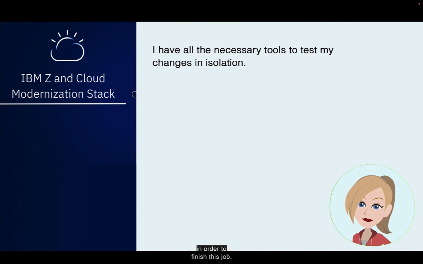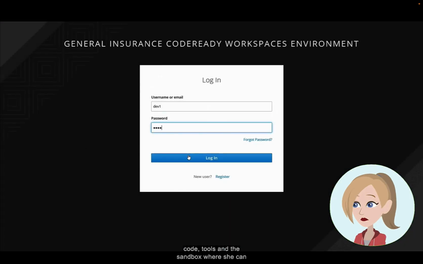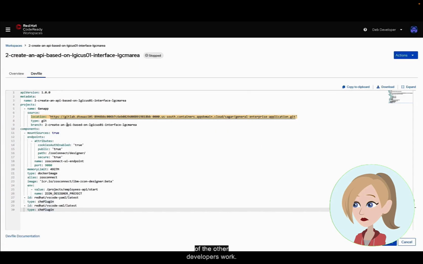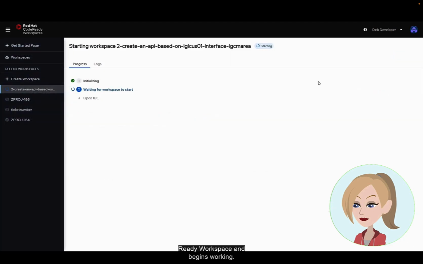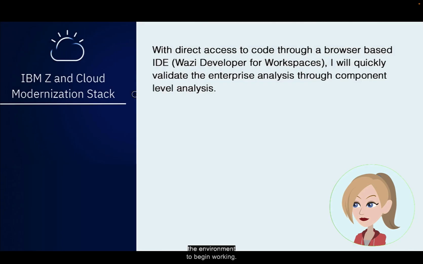She now has access to code, tools, and the sandbox where she can test her changes in complete isolation from any of the other developers' work. When she's ready to start work, she just logs into her code-ready workspace and begins working. Once the configuration steps to provision her environment are complete, all she has to do is open the environment to begin working. She's now got direct access to the code through a browser-based IDE.